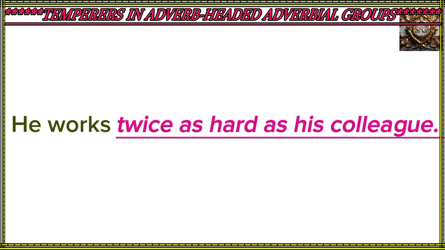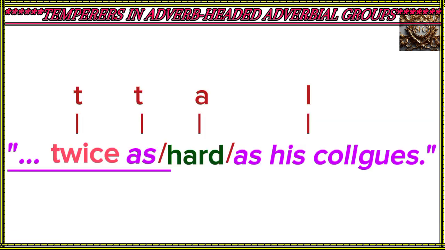He works twice as hard as his colleague. Twice as hard as his colleague in this sentence is an adverb-headed adverbial group. In this group, twice is an intensifier, intensifying the comparative element as. Both twice and as now join efforts to temper the apex hard.